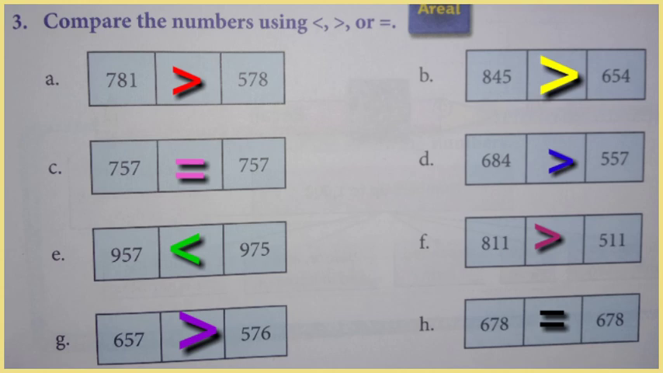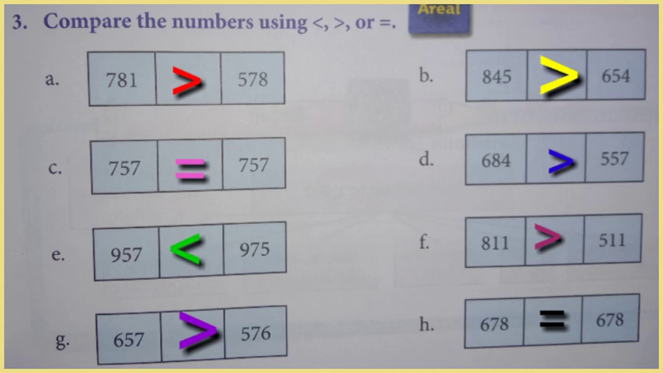Bit F, 811 and 511. Now compare the digits in tens place, 8 and 5. Since 8 is greater than 5, we'll put greater than symbol in between 811 and 511. Bit G, 657 and 576. Now compare the digits in hundreds place, 6 and 5. Here 6 is greater than 5. Now we'll put greater than symbol in between 657 and 576.